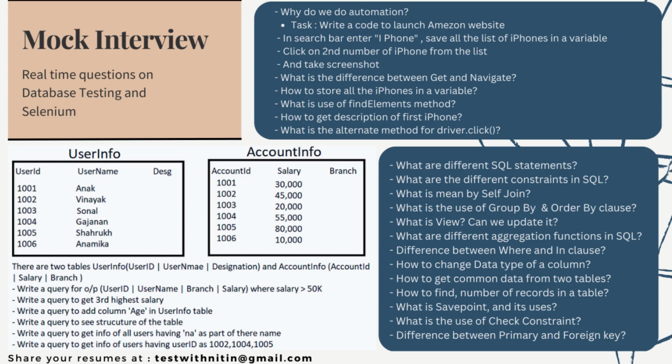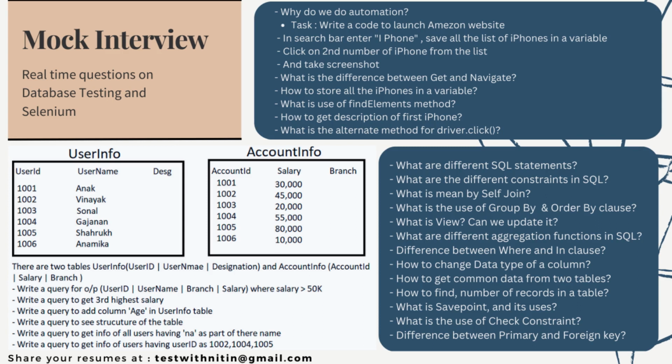Now, how can we get common data from two tables? By using an inner join. We have two tables, and then we use the inner join keyword. Then we retrieve the common data from both the tables. What is the difference between inner join and outer join? Basically, in the inner join, we retrieve the data which is common in both the tables. And in the outer joins, we get all the data from both the tables.